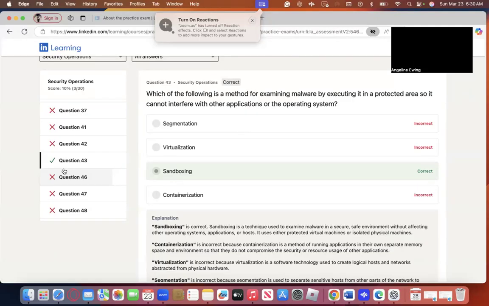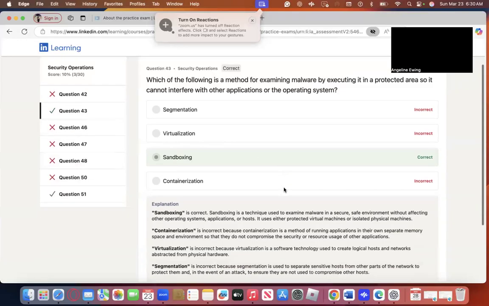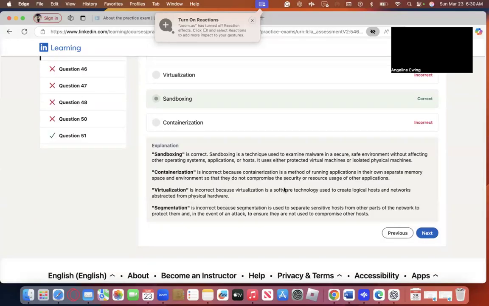On the other hand, containerization is a method of running applications in their own separate memory space and environment so they do not compromise the security or resource usage of other applications. Virtualization is a software technology used to create logical host and network abstractions from physical hardware. And finally, segmentation is used to separate sensitive hosts from other parts of the network to protect them in the event of an attack to ensure they are not used to compromise other hosts.